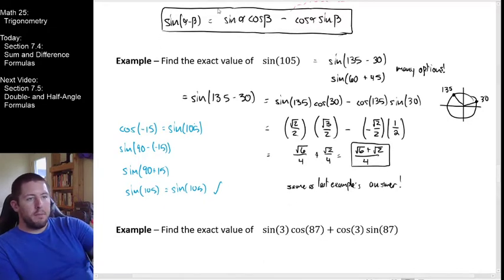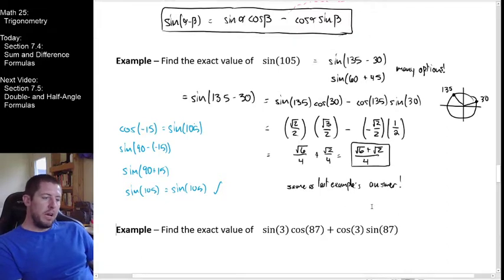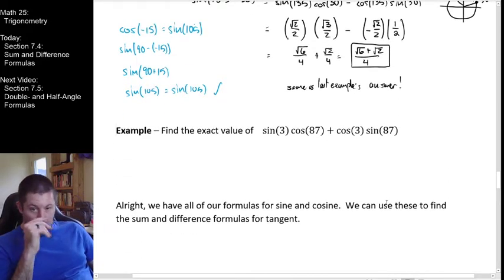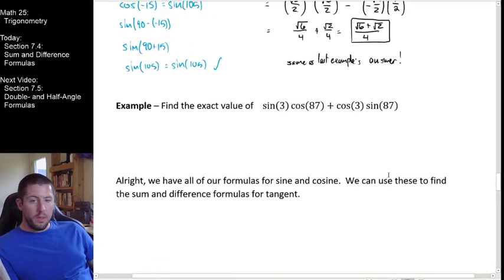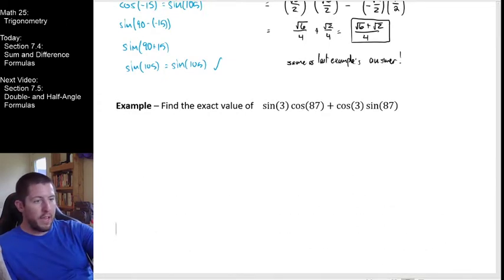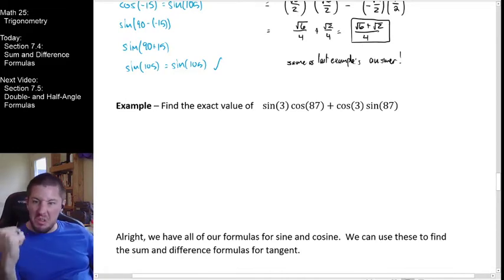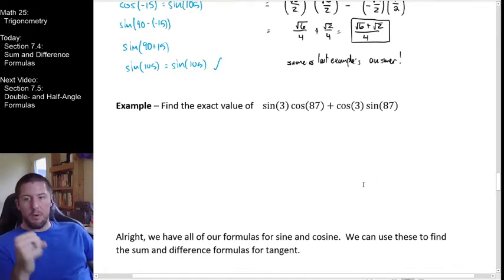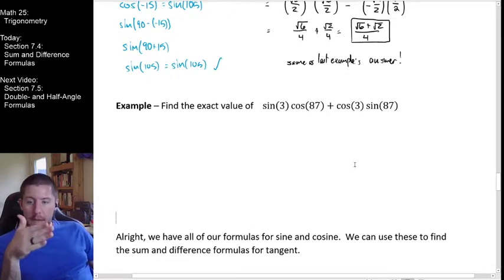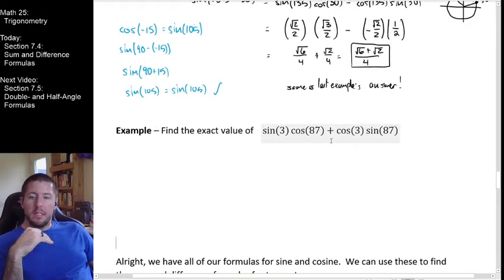So, as our last example, before we go on to tangent things and wrap it up, let's find the exact value of this expression right here. Now, you should look at this expression and definitely say, I don't know what the heck to do with this thing. How am I supposed to know what I would ever get for sine of 3 and for cosine of 87? And this is me yelling at you saying, don't you dare use a decimal in this problem. And you're like, cosine of 3 degrees? Are you kidding me? But what you need to be able to do is look at this and say, you know what?